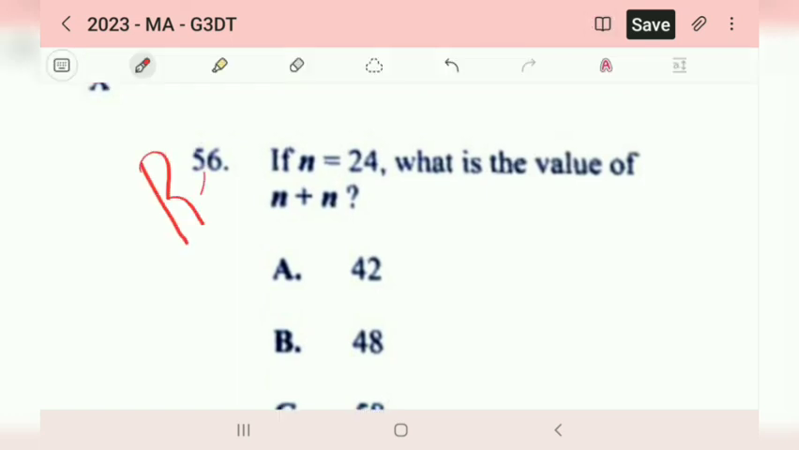If n, this is a repeat. Big R. Spell repeat. R-E-P-E-A-T. Good job.